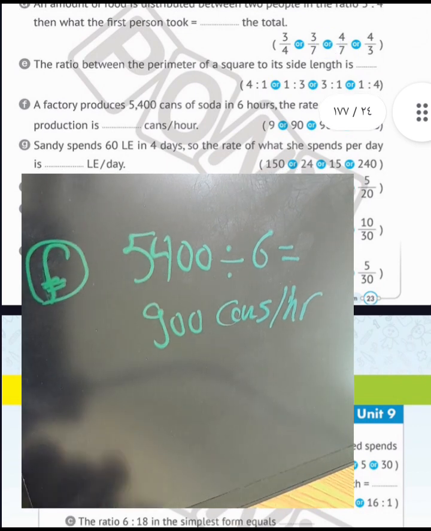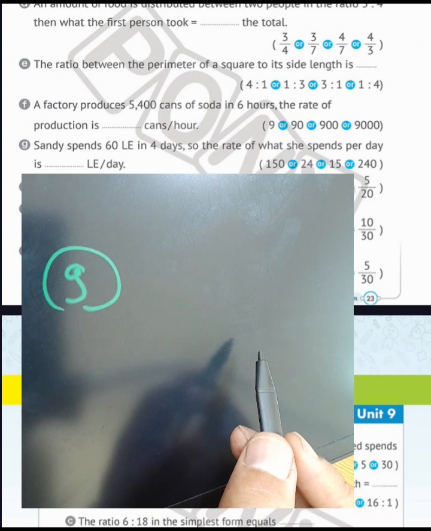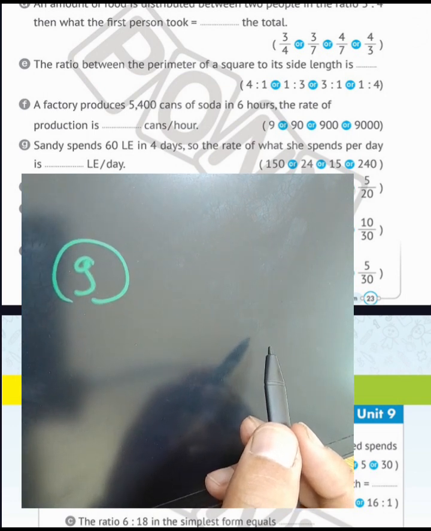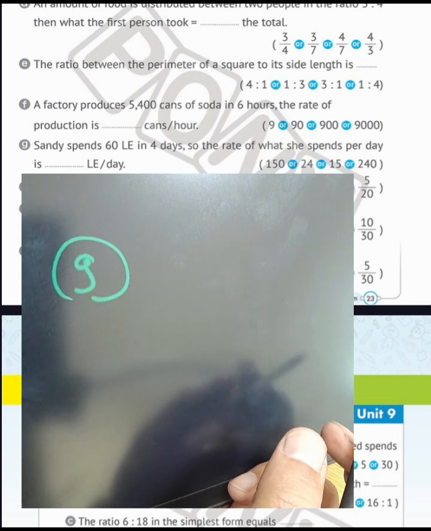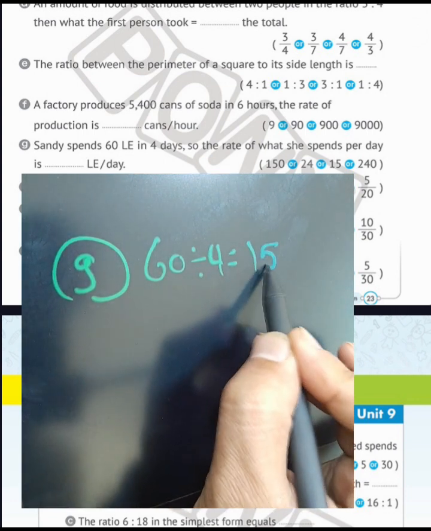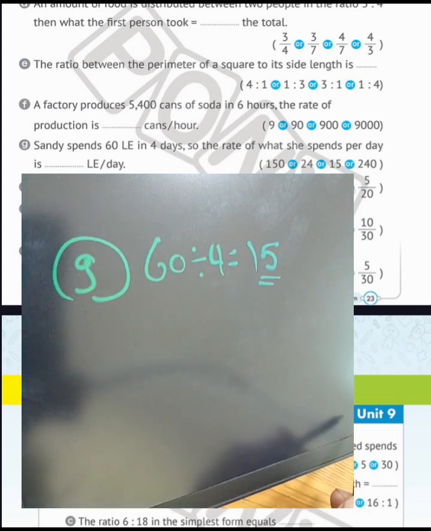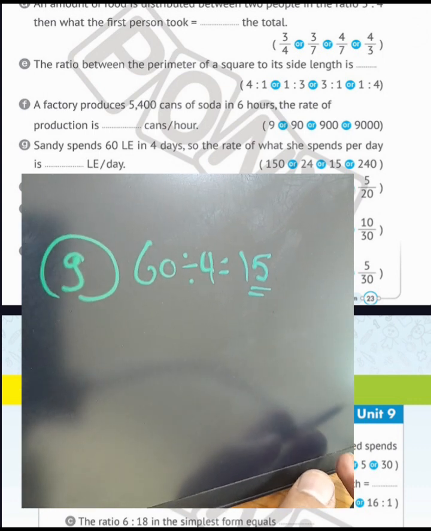Question letter G. Sandy spent 60 Egyptian lira in 4 days. So the rate of what she spends per day equals what? We can write 60 divided by 4 equals 15. Okay, then she will spend 15 Egyptian lira per day.